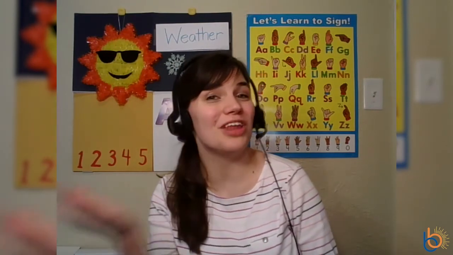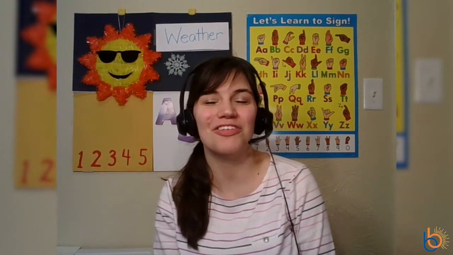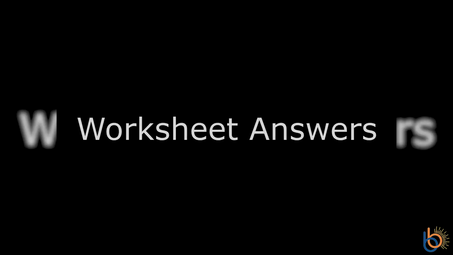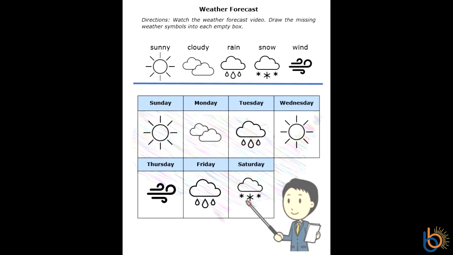All right, if you didn't get all of those, feel free to stop the video, go back and watch it again. And when you're satisfied with your answers, go ahead forward and I'll show you the answers. Sunday is sunny, Monday is cloudy, Tuesday will be rainy, and Wednesday will be sunny again. Thursday is windy, Friday is rainy, and Saturday is snowy.